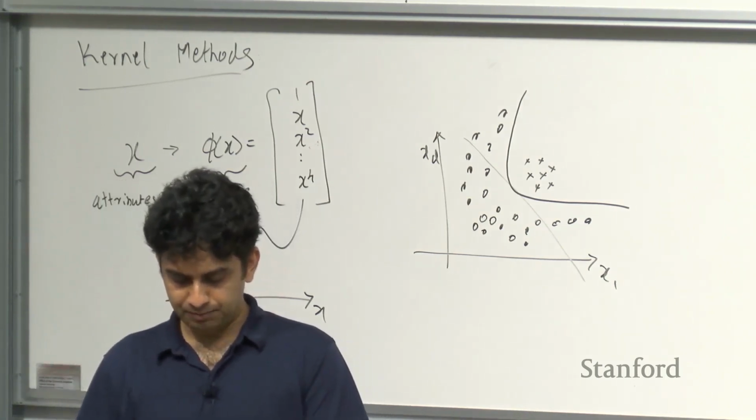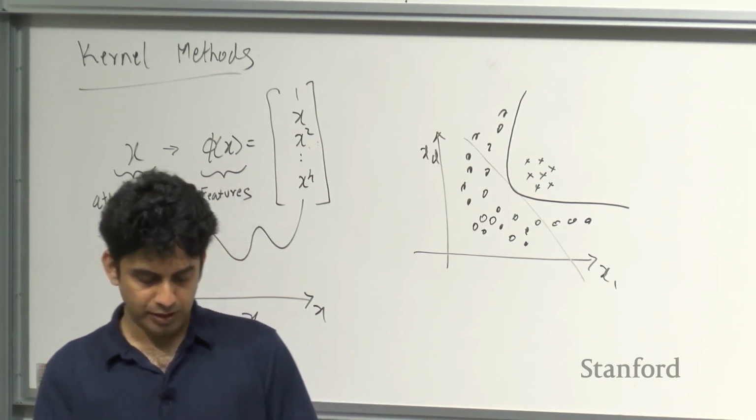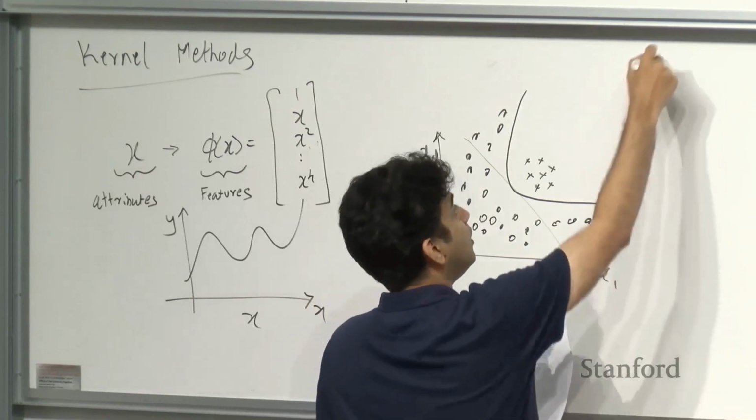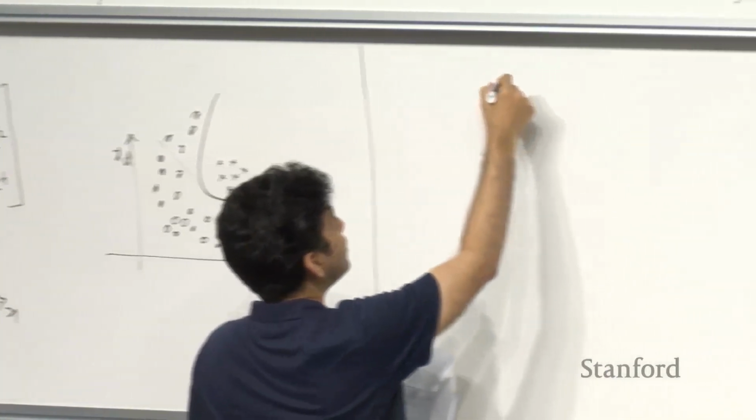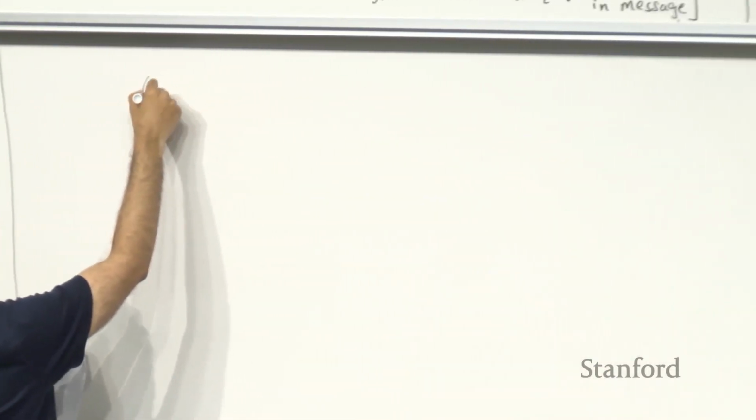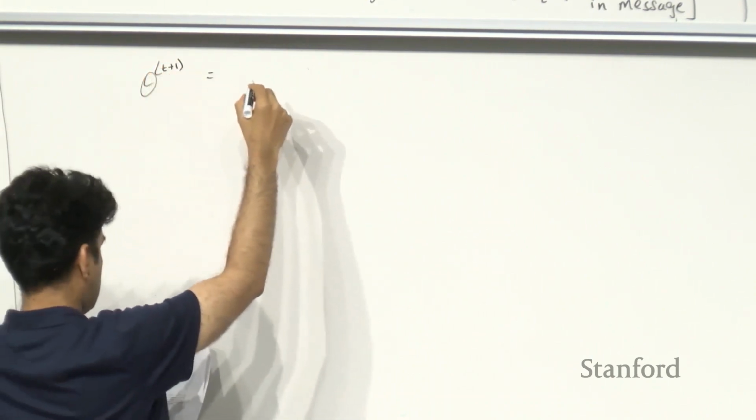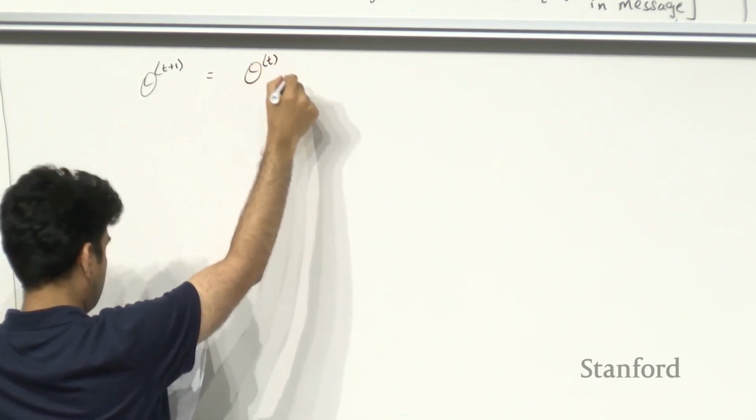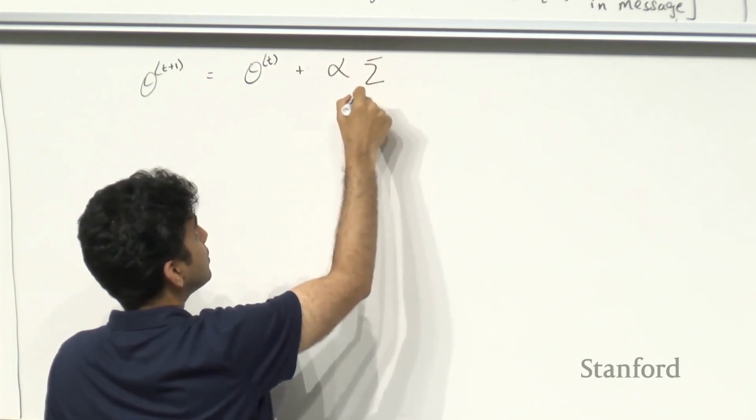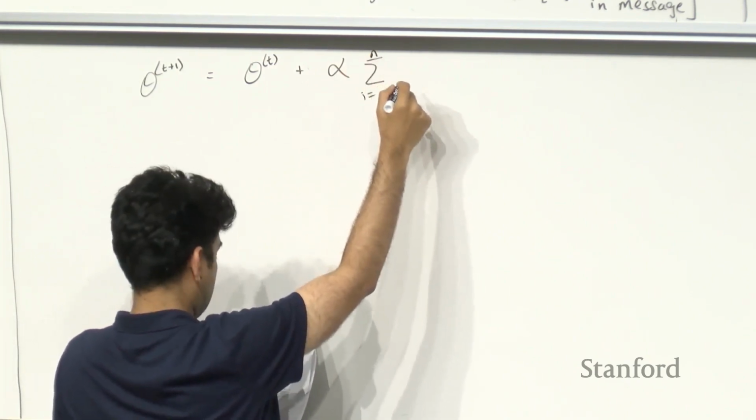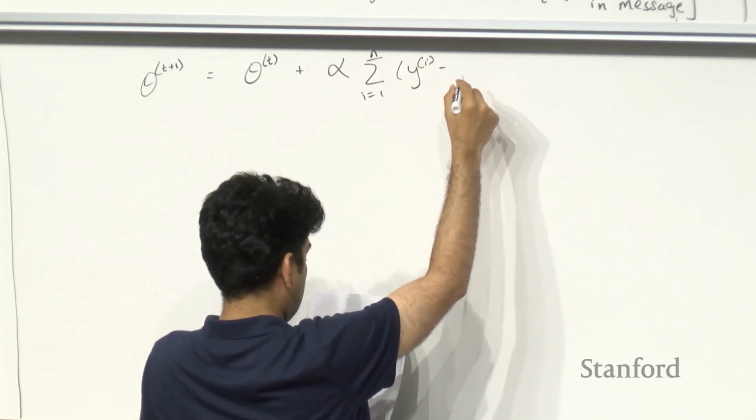Let's start with a motivating example of linear regression, of how we solve linear regression using gradient descent. In linear regression, for gradient descent, the update rule we had was theta t plus 1 equals theta t plus alpha, some learning rate, times the sum from i equals 1 to n of (yi minus h theta of xi).